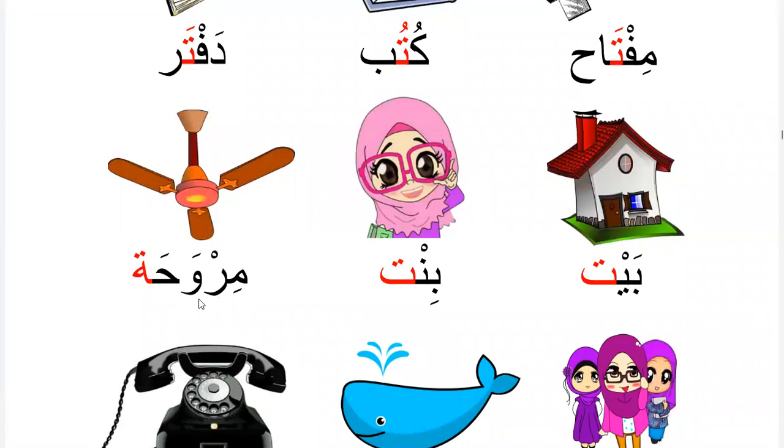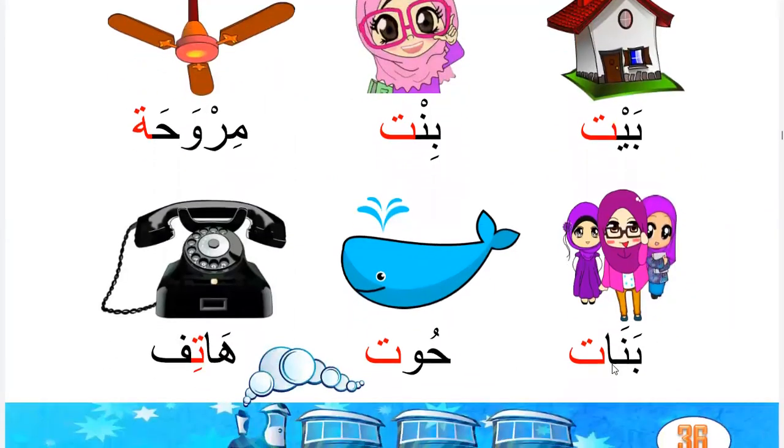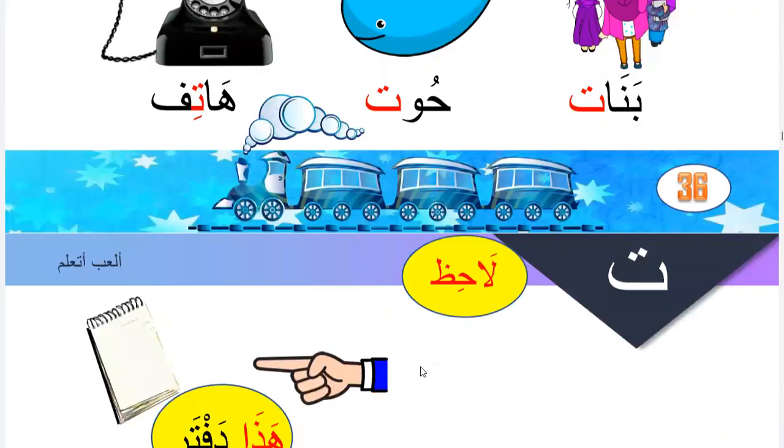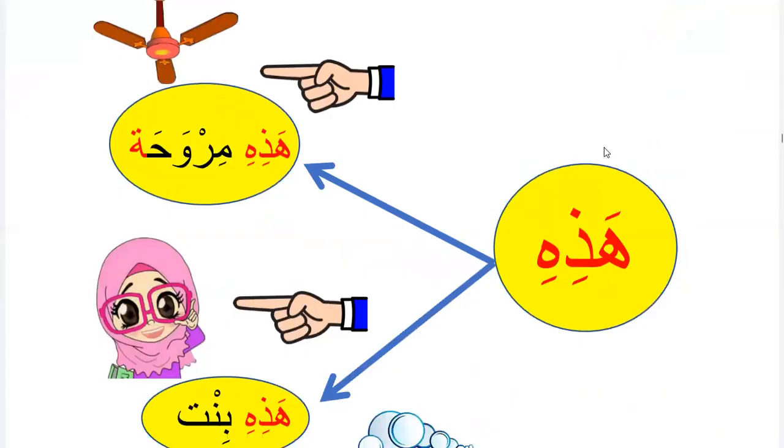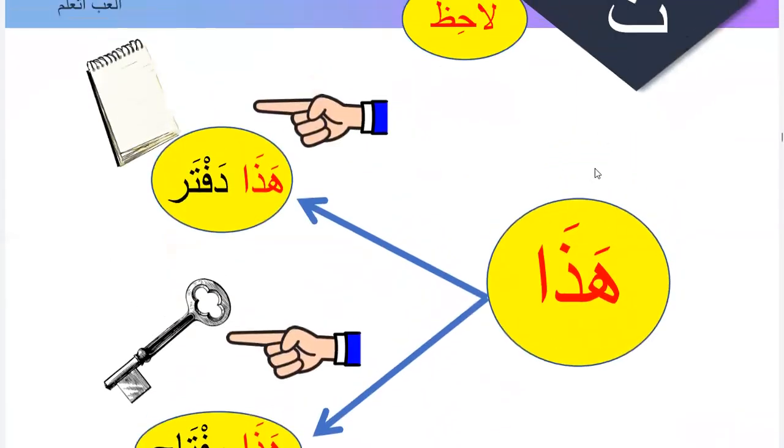Mirwaha. Fan. Banat. Girls. Plural word. Hoot. Veil. Hatif. Telephone. So last time you learnt about Haza for masculine and Hazihi for feminine. Same thing here. Nothing new.